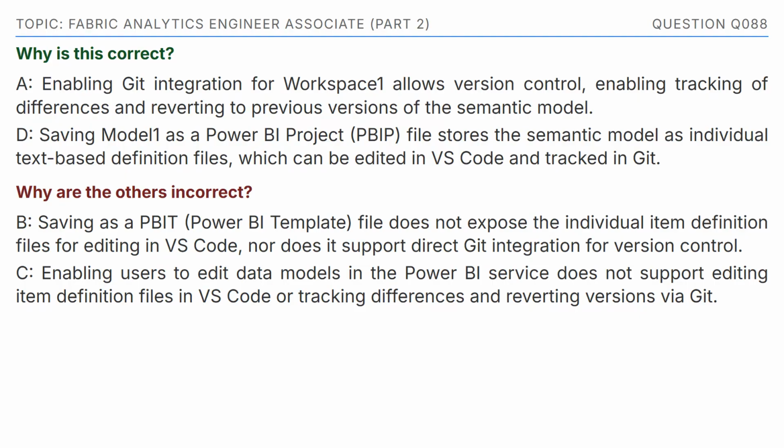A. Enabling Git integration for Workspace 1 allows version control, enabling tracking of differences and reverting to previous versions of the semantic model. D. Saving Model 1 as a Power BI project, PBIP, file stores the semantic model as individual text-based definition files, which can be edited in VS Code and tracked in Git.